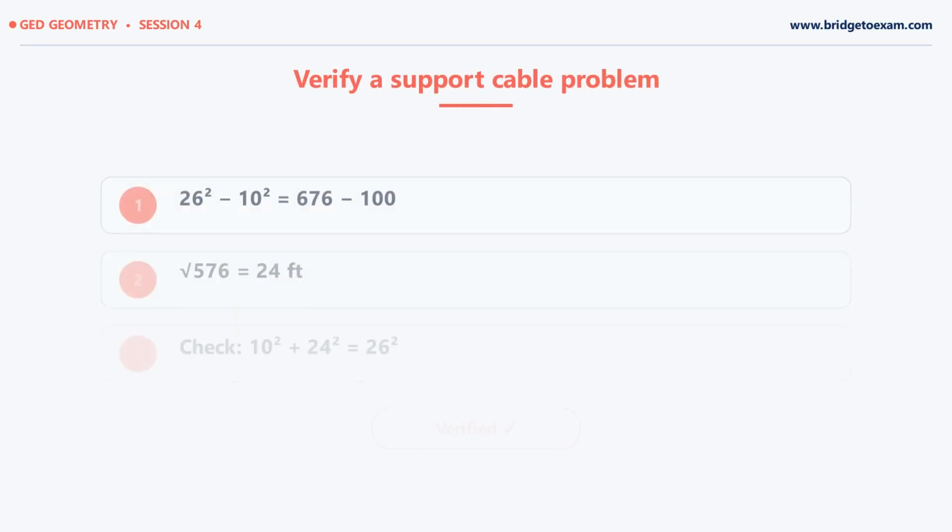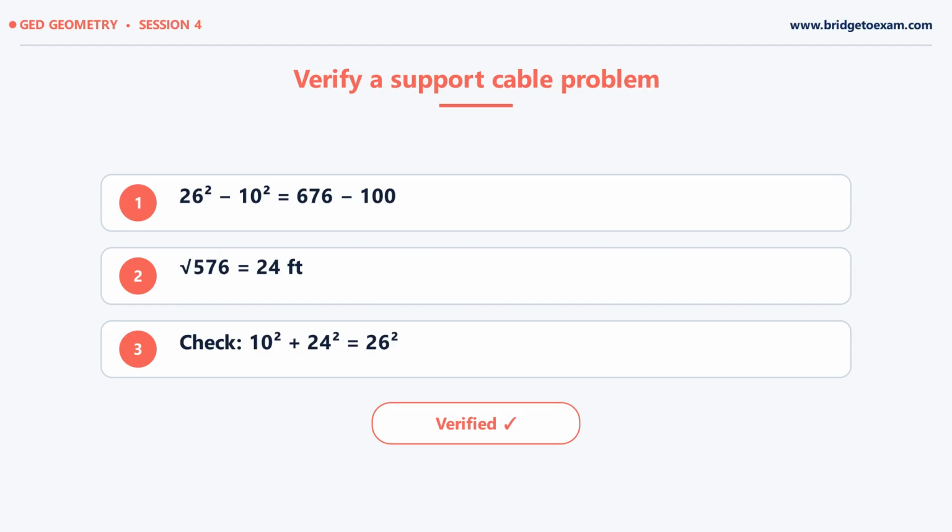A 26-foot cable runs from the top of a pole to a point 10 feet from the base. The pole height is root 26 squared minus 10 squared, which is root 576, or 24 feet. Verify. 10 squared plus 24 squared equals 676, the same as 26 squared.